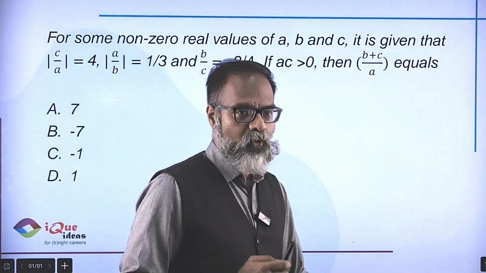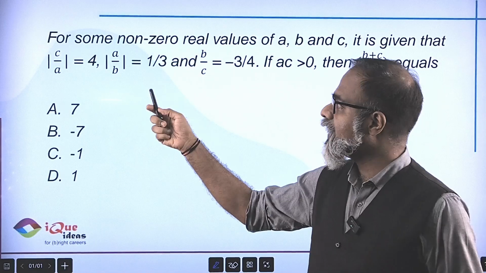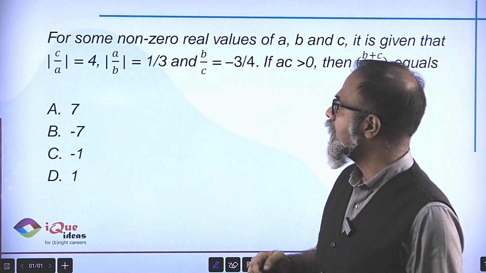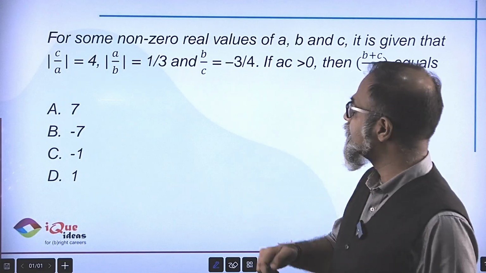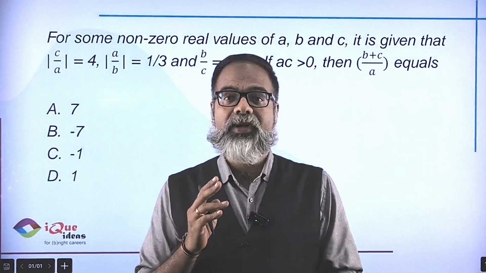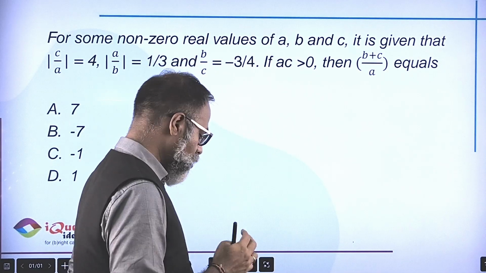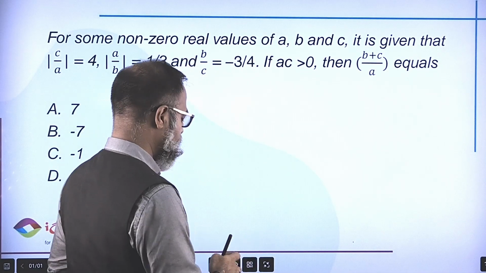c by a is 4, modulus of a by b is 1 by 3 and b by c is minus 3 by 4. Then if ac is greater than 0, then I have to find the value of b plus c divided by a. Now, a couple of interesting facts that we can identify here.